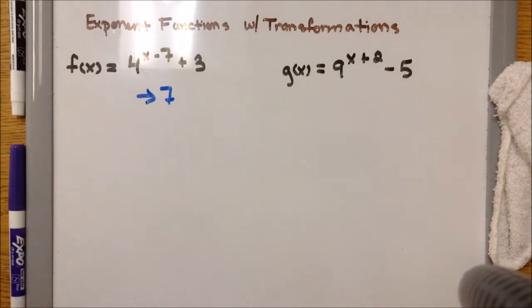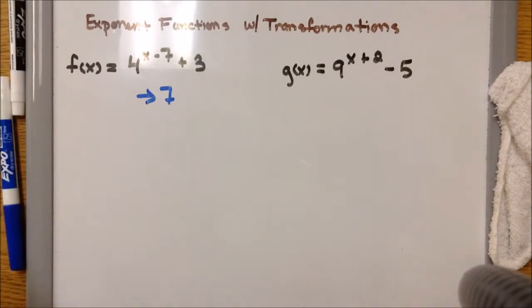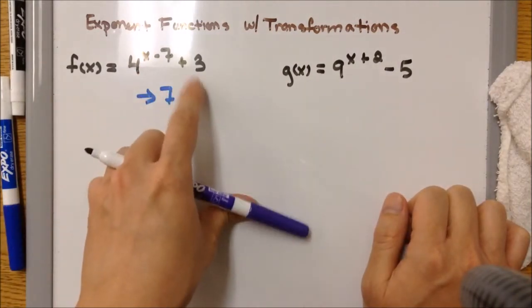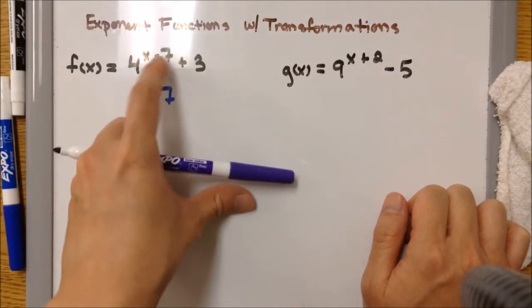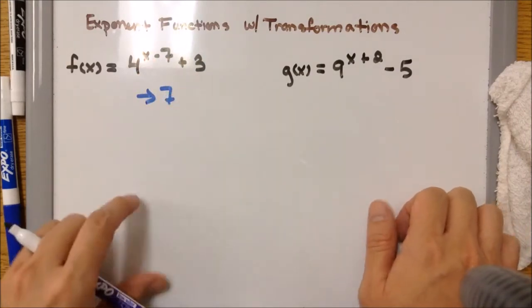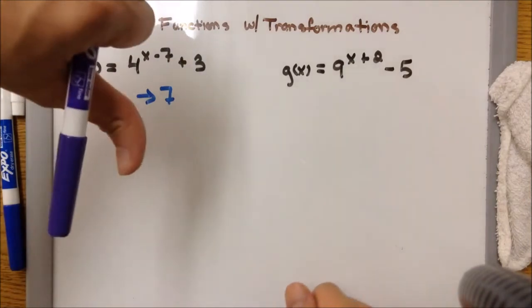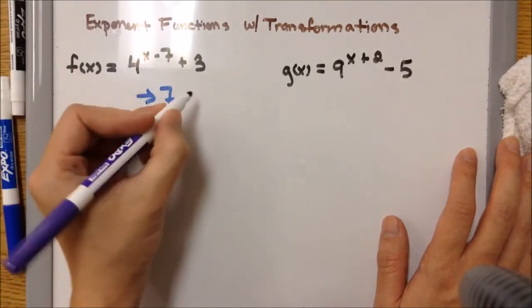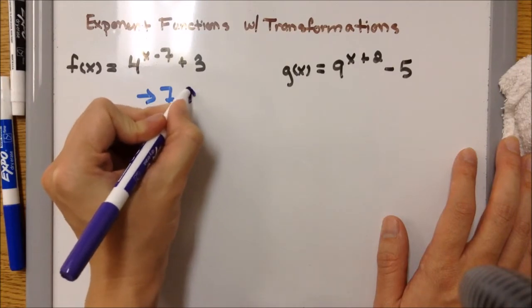Now, since we have the number with the 7 to the right, the plus 3, since it's not with the x, it's after the x, it means that it's either going up or going down. So, since this is a plus 3, it's a positive 3, so it's going to go up 3.